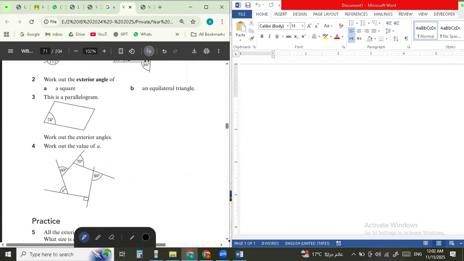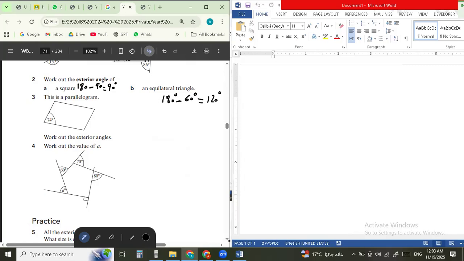They wanted to work out the exterior angle of a square. The interior of a square is 90 degrees. So the exterior is 180 minus its interior, which is minus 90, equals 90 degrees. So the exterior of the square is 90 degrees. An equilateral triangle: the interior angle is 60 degrees. So 180 degrees minus 60 degrees is going to give me the exterior, which is 120 degrees.